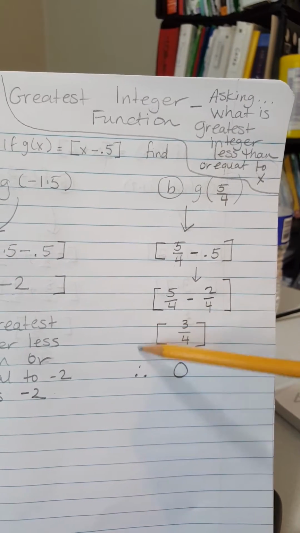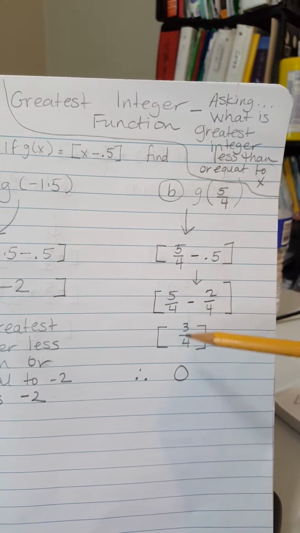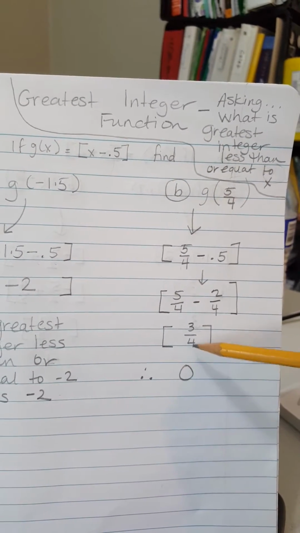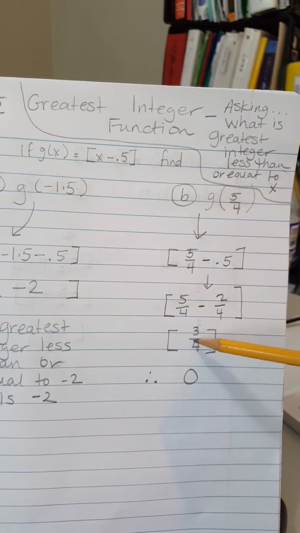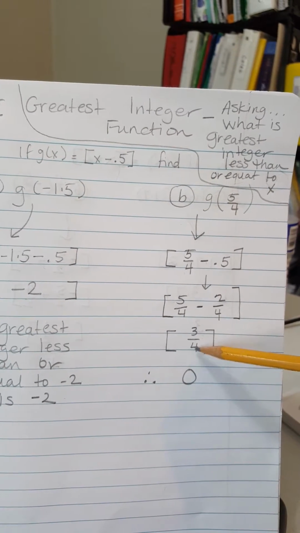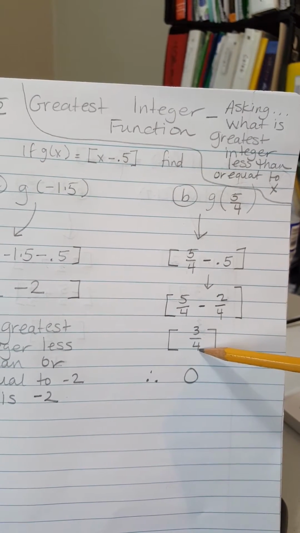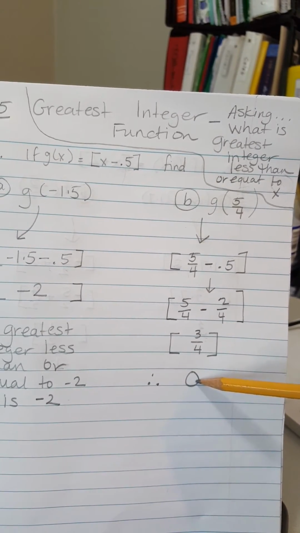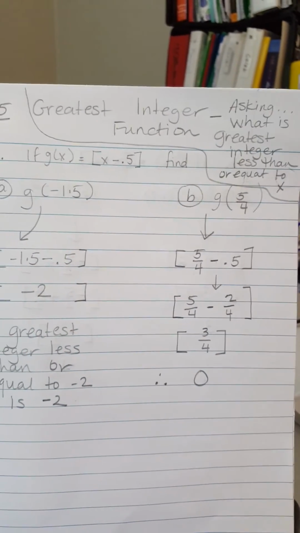And it wants to know what's the greatest integer that's less than or equal to 3 over 4. What is the greatest integer that's less than 3 over 4? Well, the next integer under 3 over 4 is 0. Okay? And that's how we solve greatest integer functions.